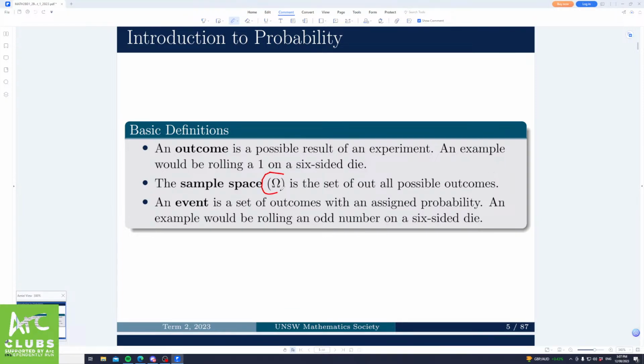And this is the notation we use for it. And an event is just a set of outcomes with an assigned probability. So an event would be like getting the score 1, and it has an assigned probability of 1/6 for a 6-sided die.